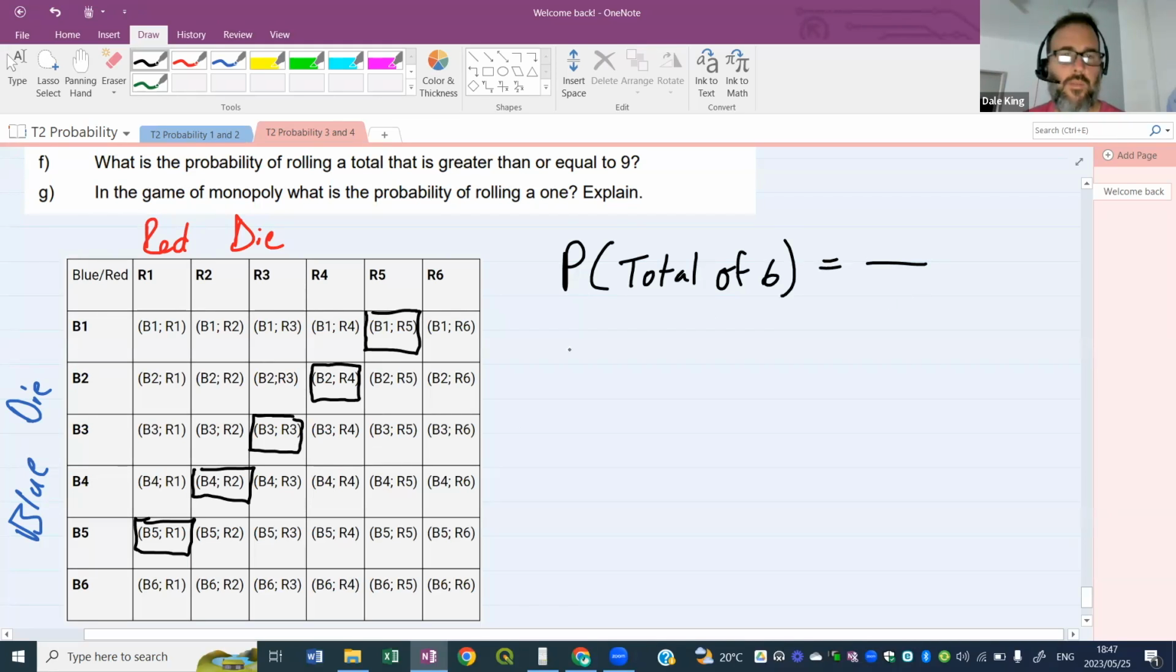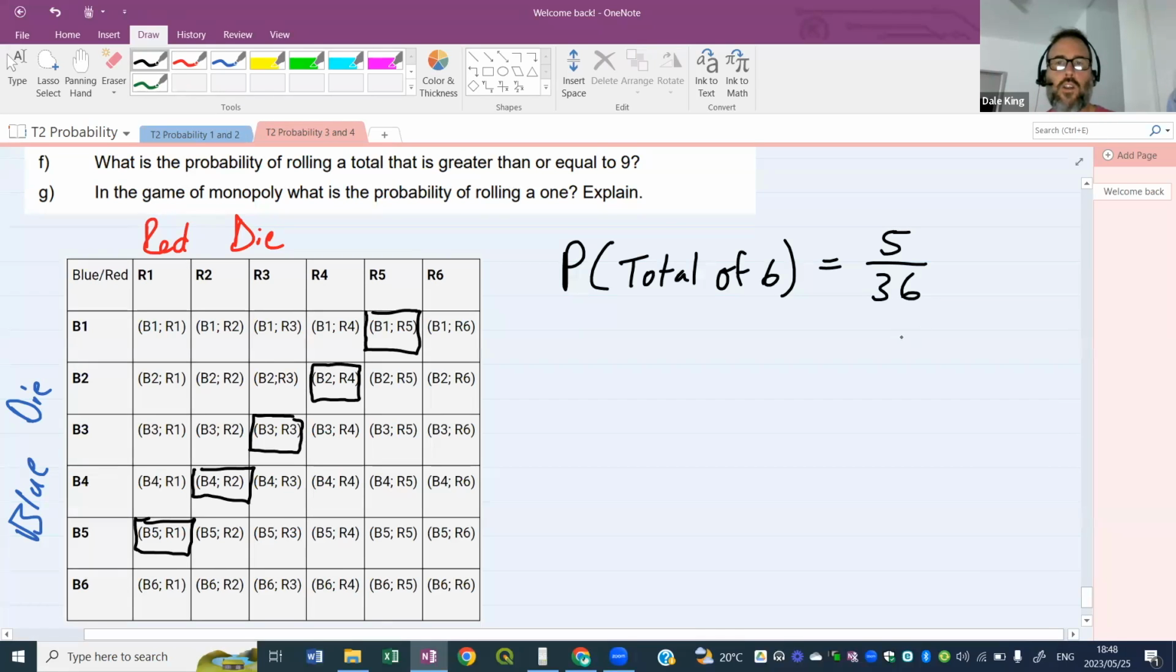I got 5. We got 5 for a total of 6, but all of them in this table, how many are there all together in this table? I should add them. You could add them, or you could just say we got 6 going that way, and we got 6 going down this way. We can multiply 6 by 6 gives us 36. Yep.